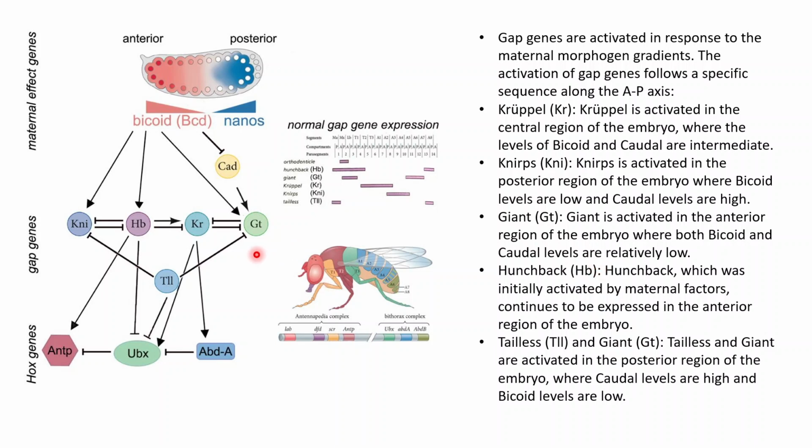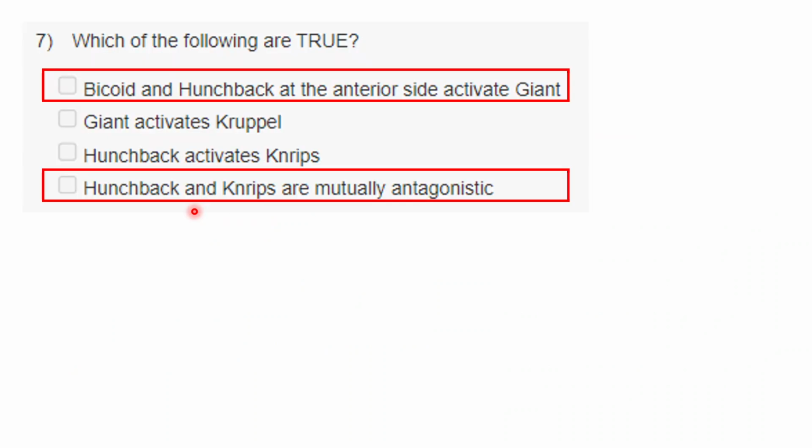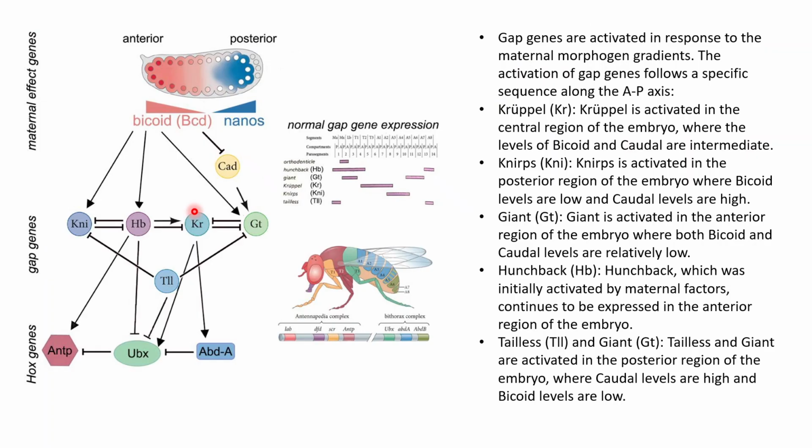So you see here, this is a complex network of different gap genes and the relations between them. So here is our giant protein, GT. If you see here, bicoid along with hunchback, bicoid will activate giant. So this statement will be true. Bicoid and hunchback at the anterior side activate giant. Giant is activated at the anterior side because of bicoid and also because of hunchback.